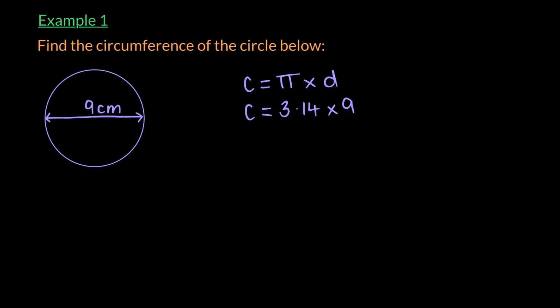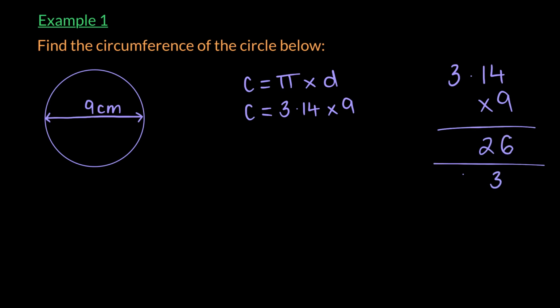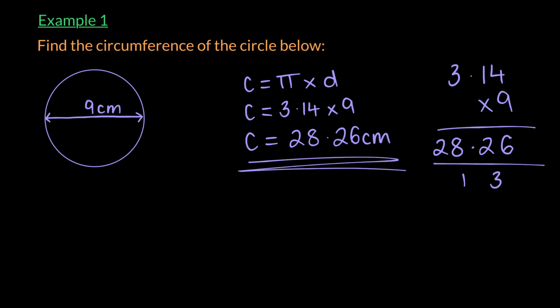You should be able to do this without a calculator, so I'm going to show that over at the side here. 4 9s are 36, 1 9 is 9 plus 3 is 12, 3 9s are 27 plus 1 is 28, and make sure you put your decimal place back in the same point. So circumference equals 28.26 centimetres. And it really is as simple as that. Copy down the formula, substitute the numbers in, multiply the numbers together, and then include units in your answer.